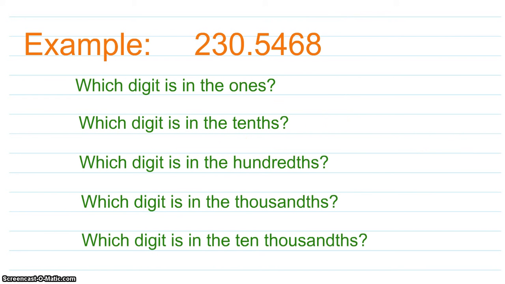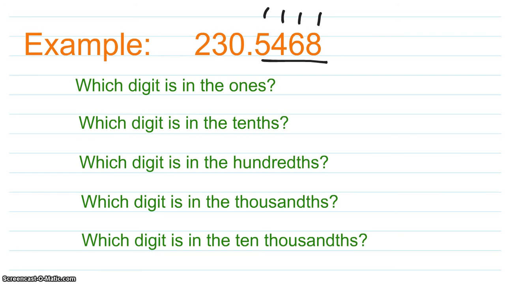Okay, so let's look at this example. You're going to write it in your notes tonight. So it says 230.5468. We actually read that by the last number. So it ends at the 8, so this is tenths, hundredths, thousandths, 10,000ths.